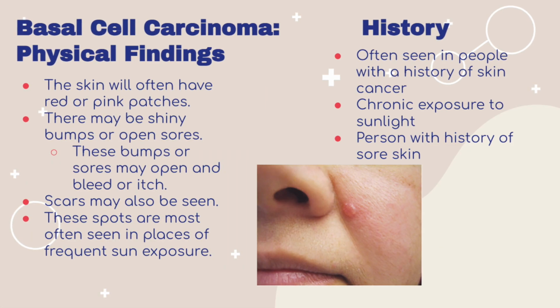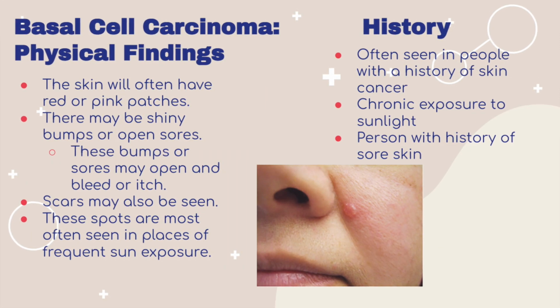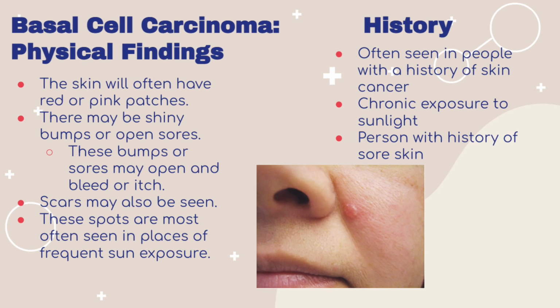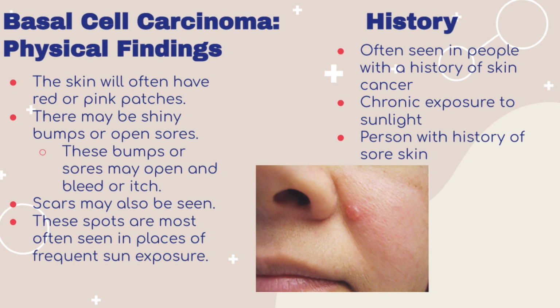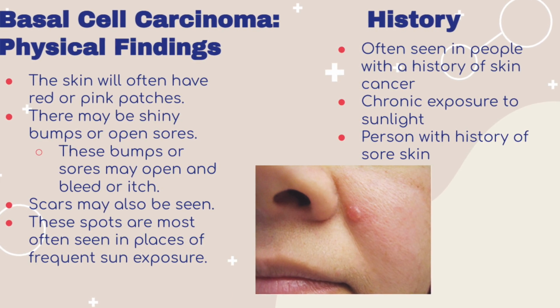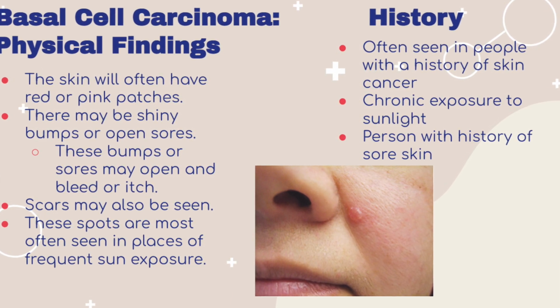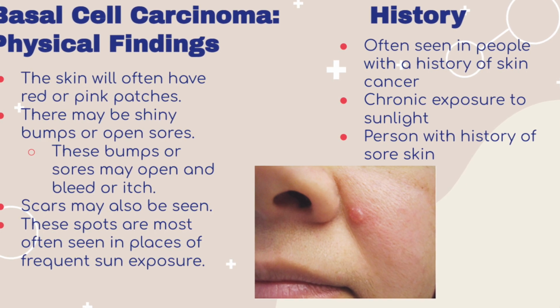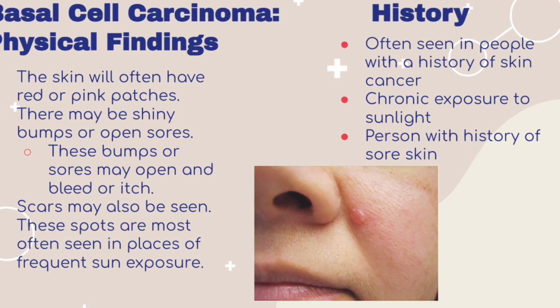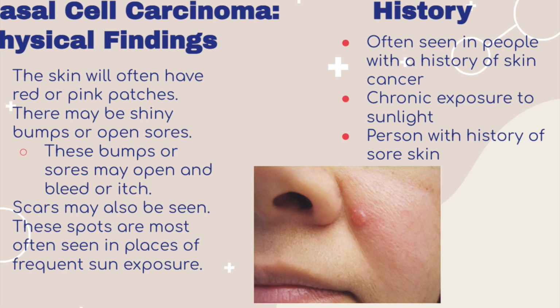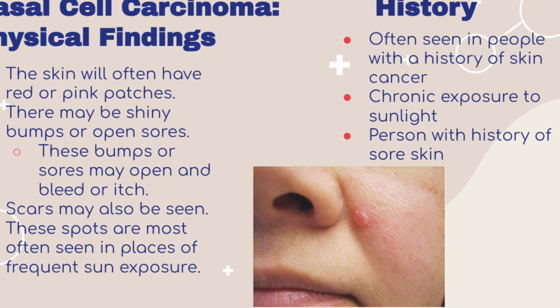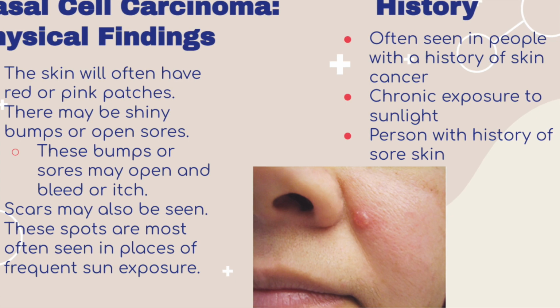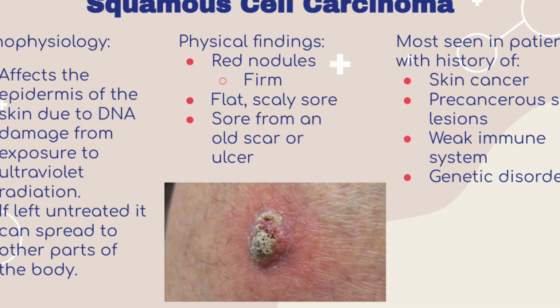Some physical findings of basal cell carcinoma are that the skin may appear red or pink. There may be some shiny bumps or open sores, and those bumps and sores may open, bleed, or itch. Some scars may be seen. Basal cell carcinoma is often seen in people with a history of skin cancer, people that have chronic exposure to sunlight, and a person with a history of sore skin.